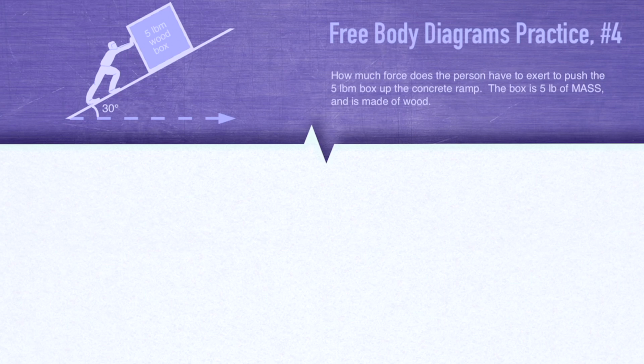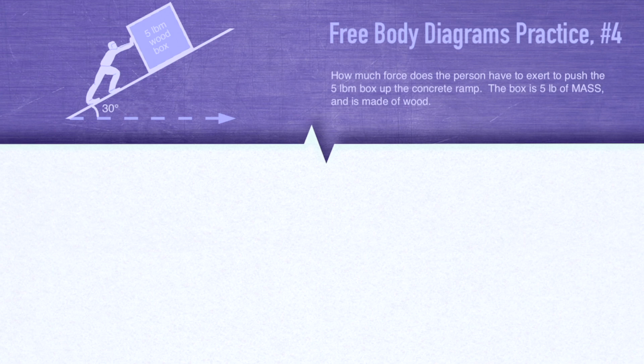Number 4, how much force does the person have to exert to push the 5-pound mass box up the concrete ramp? The box is 5 pounds of mass and is made out of wood. So the first thing I'm going to do before I actually draw the free body diagram is redraw this picture that I'm given here. I'll explain in a little bit.